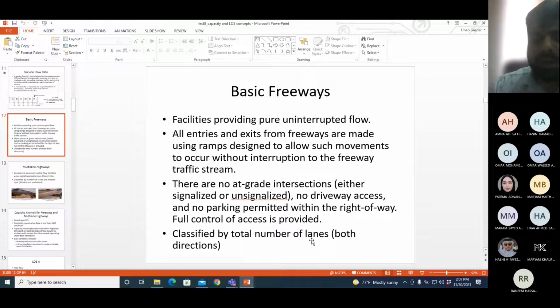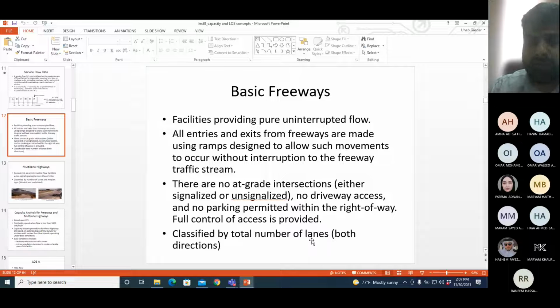Now, I told you yesterday there are three types of uninterrupted flow facilities: basic freeways, multi-lane highways, and rural two-lane highways. Out of these, we will discuss two together, which are freeways and multi-lane highways. Why are we discussing them together? Because their procedure for calculating level of service is the same, or you can say similar, not the same. So we can discuss them together, and this is what we will do in these slides. In the next topic, once we finish them, we will move on to two-lane highways. So two-lane highways are not discussed in these slides. Whatever we're discussing is for freeways and multi-lane highways.